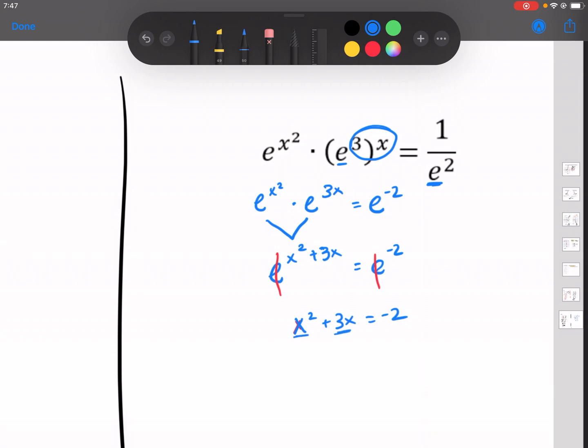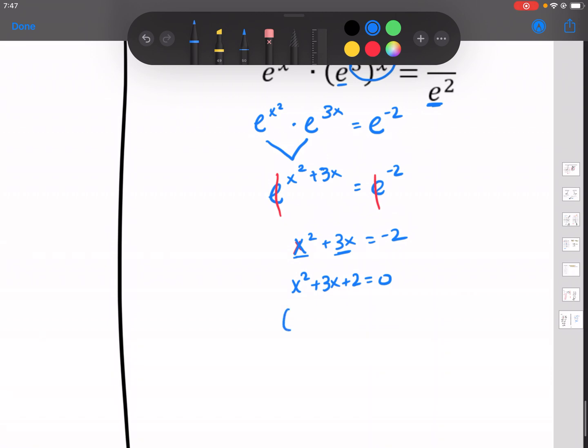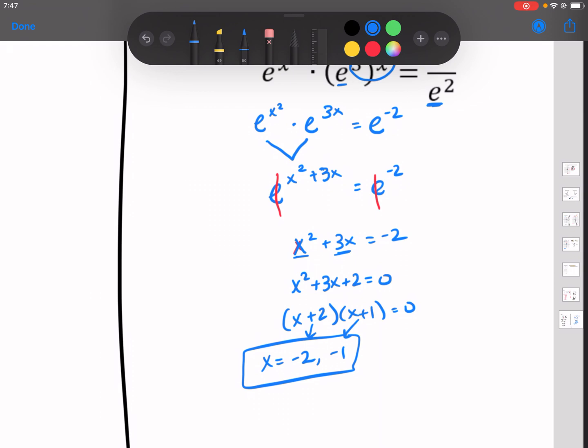Since I have an x squared term, a quadratic, and a linear term, I need to get everything to one side, and then I'm going to factor. So this is x plus 2, x plus 1. So we get x equals negative 2 and negative 1, because I just take those zeros. And that is it.